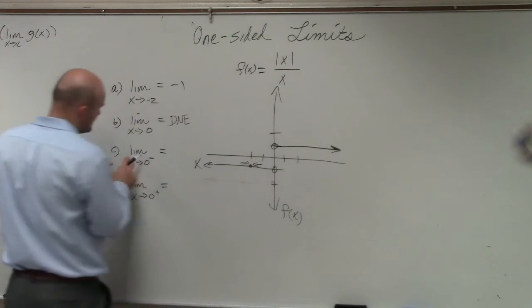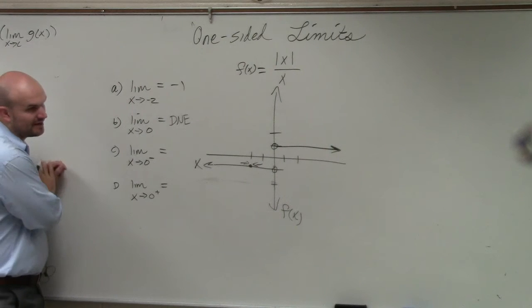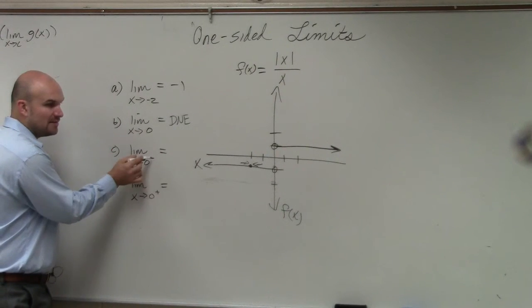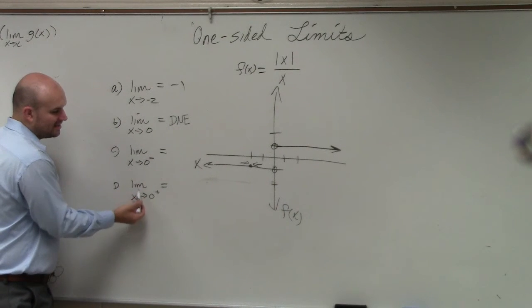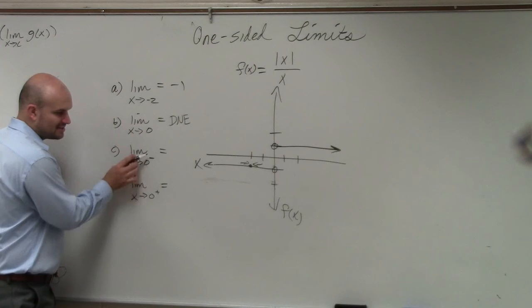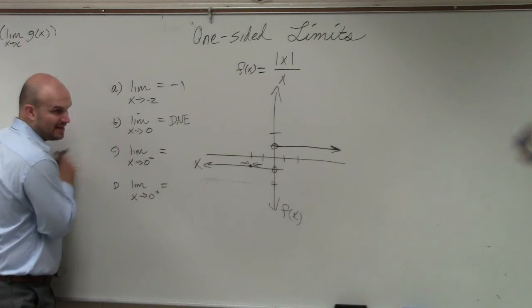The next one is here. This is the way that we write our left and right side limits. So what this is saying is, what is the limit at 0 from the left-hand side? What is the limit at 0 from the right-hand side? That's what those negative and positive signs represent.